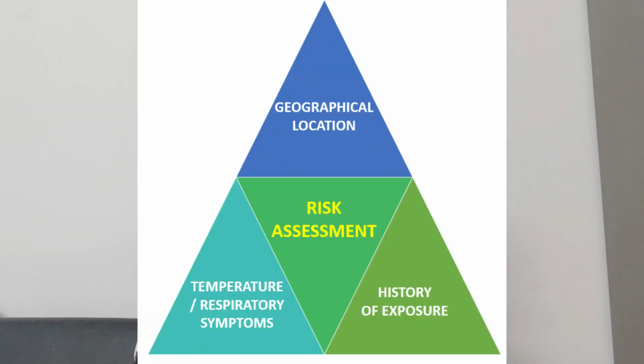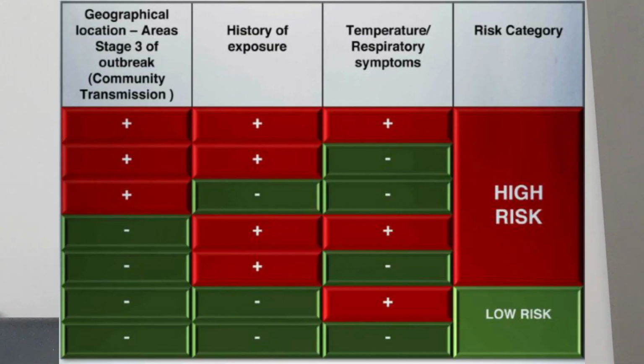Then the second step is, once we decide which patients need to undergo emergency care, the risk assessment. Now we need to call the patient and assess the risk of the patient based on the geographical location, that is, whether there is community spread in the area in which the patient is living.